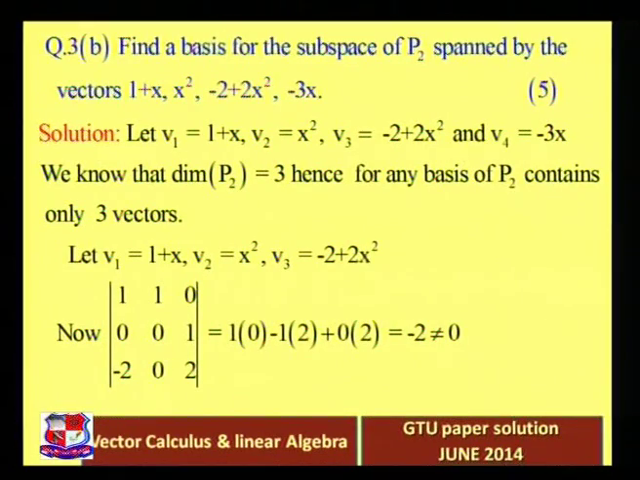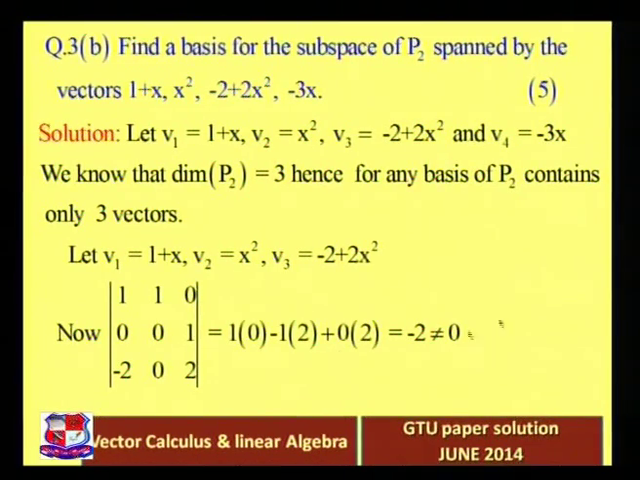So instead of proving two conditions, right? The definition of basis is that B is linearly independent and span of B is equal to vector space V. But if we have exactly n linearly independent vectors, where n is the dimension of V, then we only need to prove that that set of vectors is linearly independent.